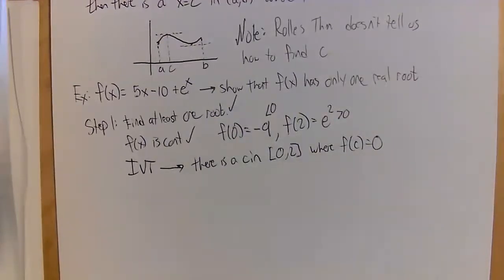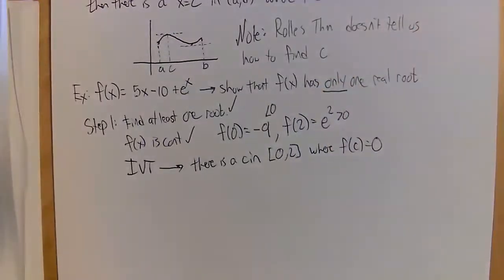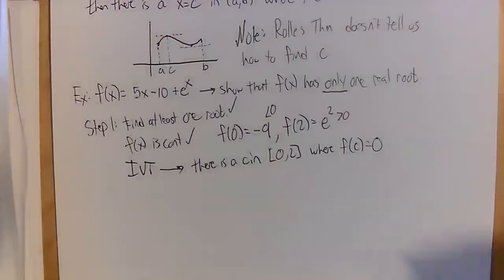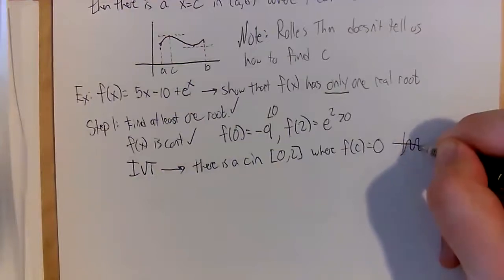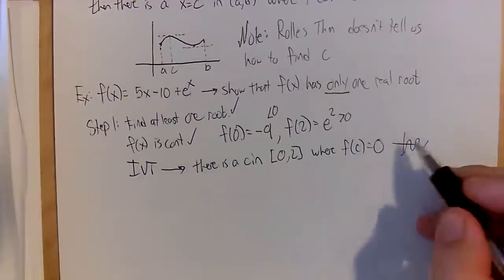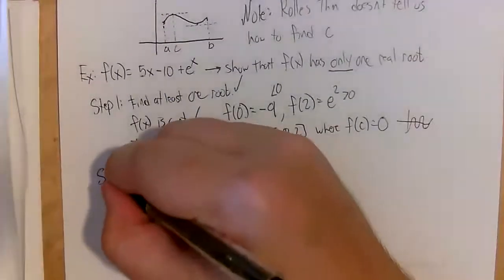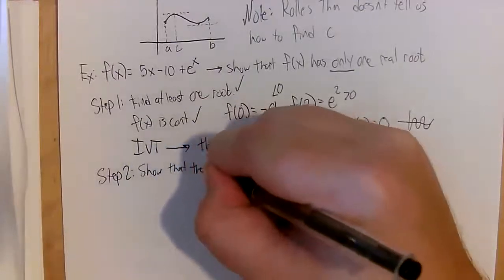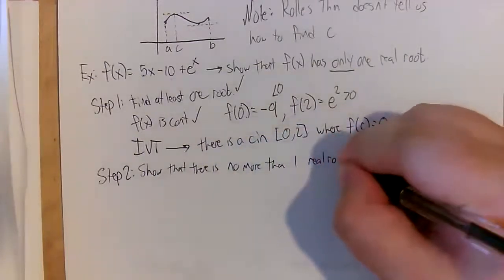So we know there's at least one place, in between 0 and 2, where we're going to have a root. Now, the problem specifically says that we want to show that f of x has only one real root. So for all we know with the IVT, maybe there's more than one place that we cross 0. Like maybe, for example, our function does something like this, where it crosses 0 multiple times. So we want to show that that's not going to happen here. So what we're going to do is use Rolle's theorem for this. So step 2, show that there is no more than one real root.